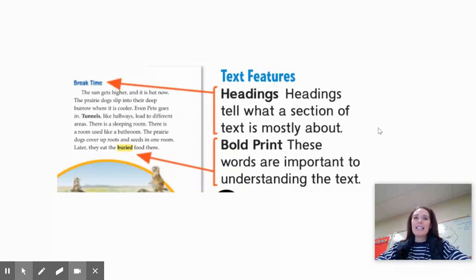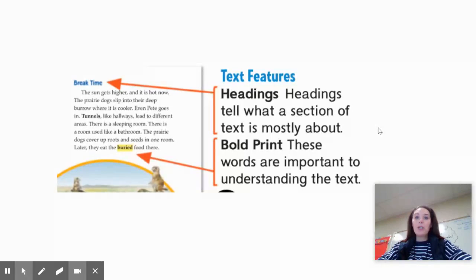Let's talk more about text features. Here are some examples. Headings. Headings tell what a section of text is mostly about. So in this example, you can see the heading says break time. I know that the rest of that paragraph is going to be about the people in the story taking a break, what they do on their break time.